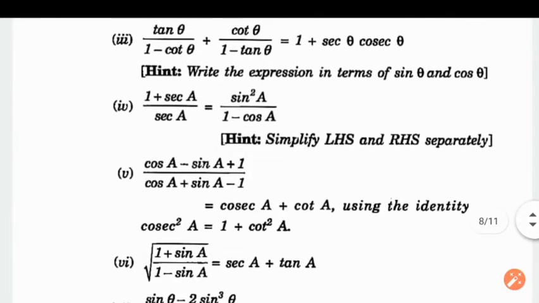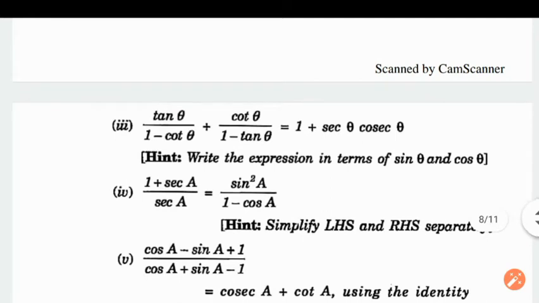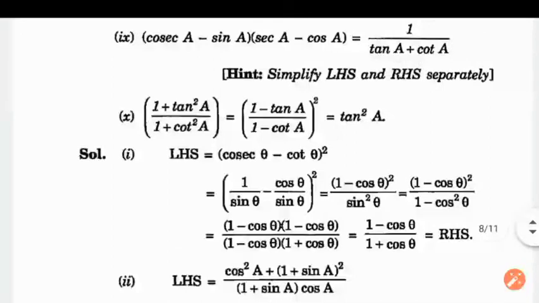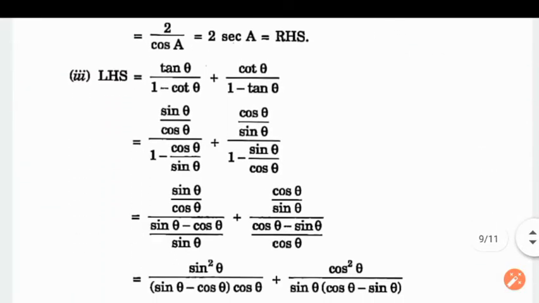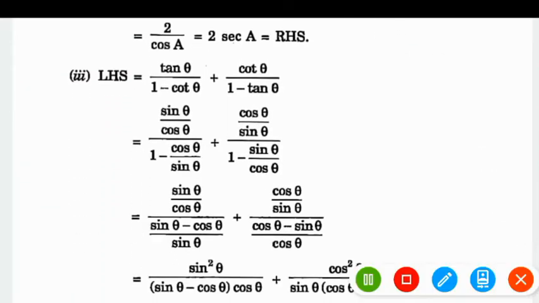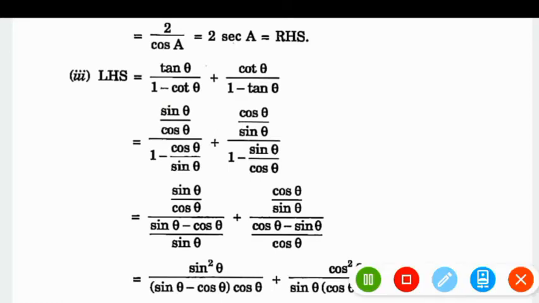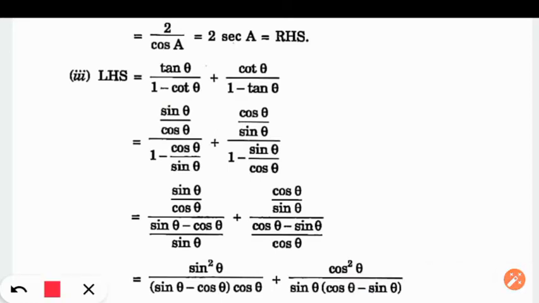Number 3. Tan a by 1 minus cot a plus cot a by 1 minus tan a. We are required to prove this. What will we do? We will convert tan and cot into sin cos. Here we have LHS, this one. So tan a is sin theta by cos theta and cot a is cos theta by sin theta. Written. Take the LCM in the denominator.